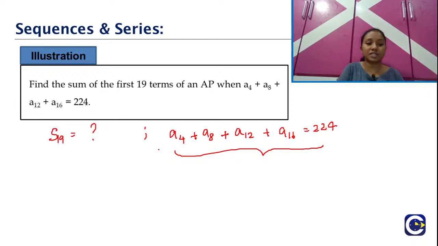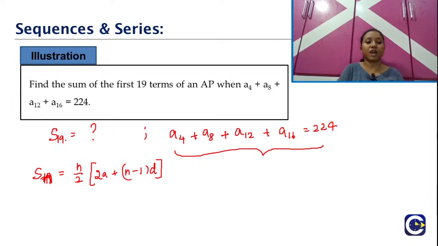So in order to determine this S19, that is the sum of the first 19 terms, what is the required condition? Like, what are the terms we'll be requiring here? The sum of n terms formula is nothing but n by 2, 2a plus n minus 1 into d. So n is already given because we have to find S19. So the only things we require here are the a value as well as the d value. So try and figure out using this condition. We have to determine these a and d values, or else at least the relation between them.